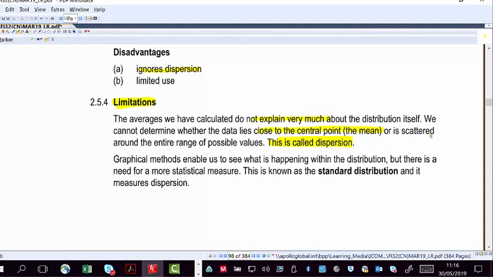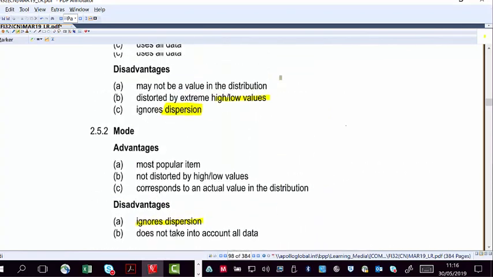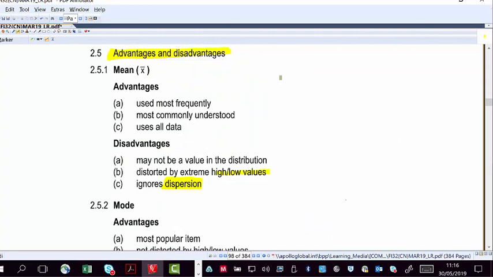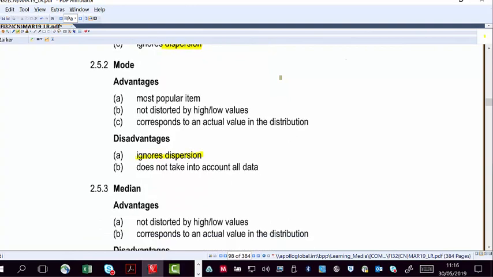We're going to look at calculations that involve dispersion in more detail, but let's just finish off by considering the advantages and disadvantages of each of the mean, the mode and the median. So we've covered the mean. Let's look at the mode. The advantage of the mode is it's the most popular item, so we can see very clearly what the most popular item is from the data set, and that won't be distorted by high or low values.